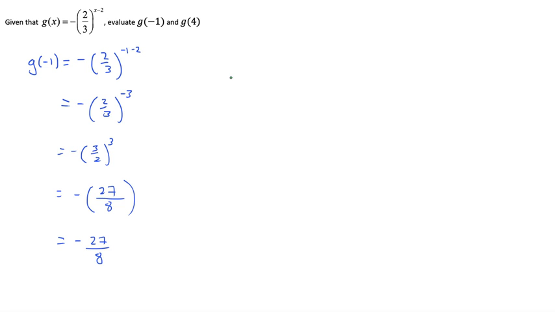Well, what about g of 4? Once again, we are going to take the function, and we are going to replace that x with a 4. So that becomes 4 minus 2. Now that one, of course, 4 minus 2 is just equal to 2.